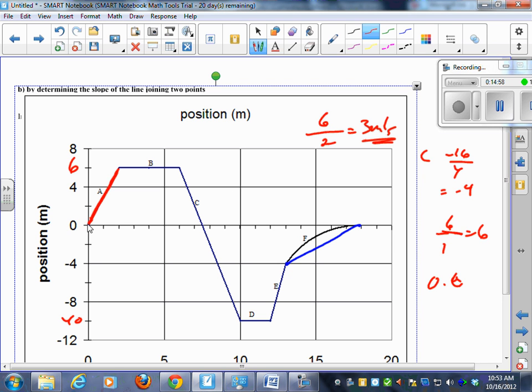I started at a displacement of 0. I started at my start point. I end at my start point. I didn't end up going nowhere, right? I ended up at the same spot.